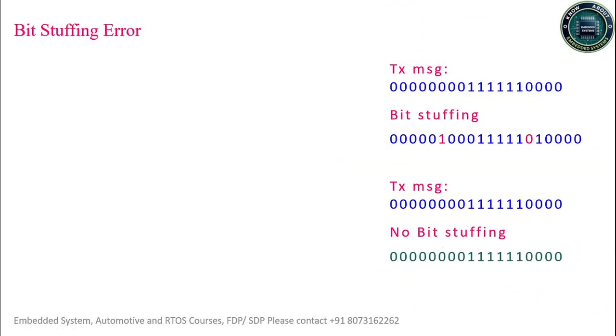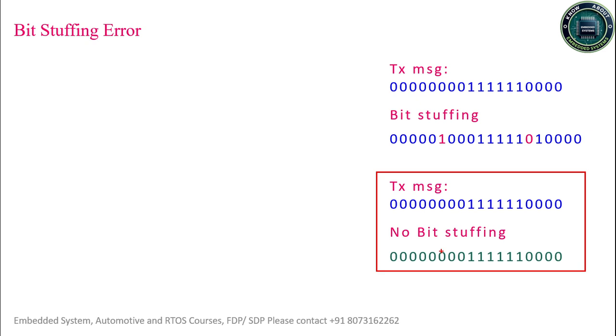But in another case, if you observe here, in the second use case, I am transmitting the same bits without bit stuffing. The same bits will be transmitted with zeros. You can see there are more than 5 zeros here. Here also there are more than 5 ones. So whenever you are not applying bit stuffing, whenever your CAN controller is not able to apply the bit stuffing, then that is called a bit stuffing error.